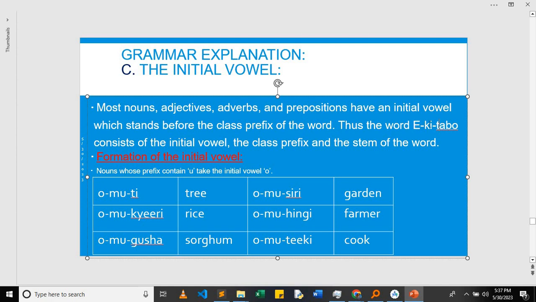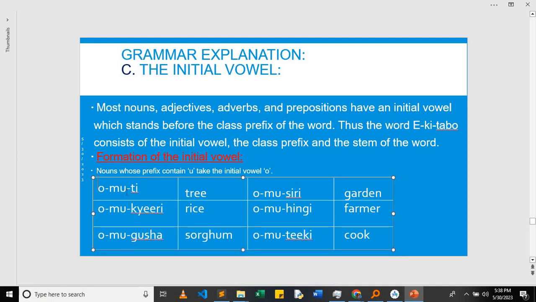So you can see ekitabo. I'm just bringing how words are written. They are made up of the beginning, the initial vowel. So here we have that nouns which contain u, they take the initial vowel o. We have words like omuti. You see this u. This u is the one that is bringing it to be o.